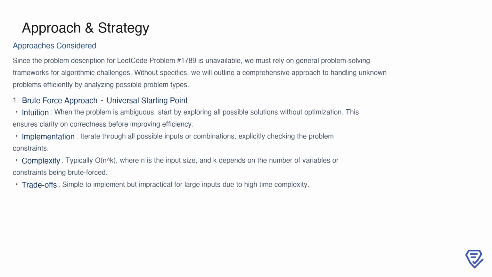When facing a problem with limited initial details, it's helpful to start with a brute force approach. This method allows us to explore all possible solutions in a straightforward manner, ensuring that our solution is correct before we focus on efficiency. For example, we can iterate through every possible input or combination to verify constraints and outcomes. While this approach is simple to implement and universally applicable, it typically comes with a high computational cost, often growing exponentially with input size. This makes it impractical for large-scale problems, but it serves as a crucial foundation for understanding the problem and verifying correctness before moving on to optimization.